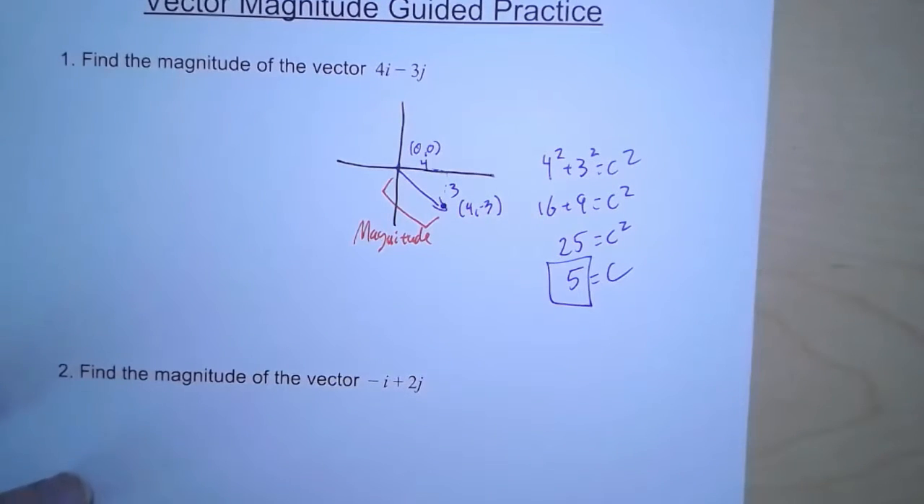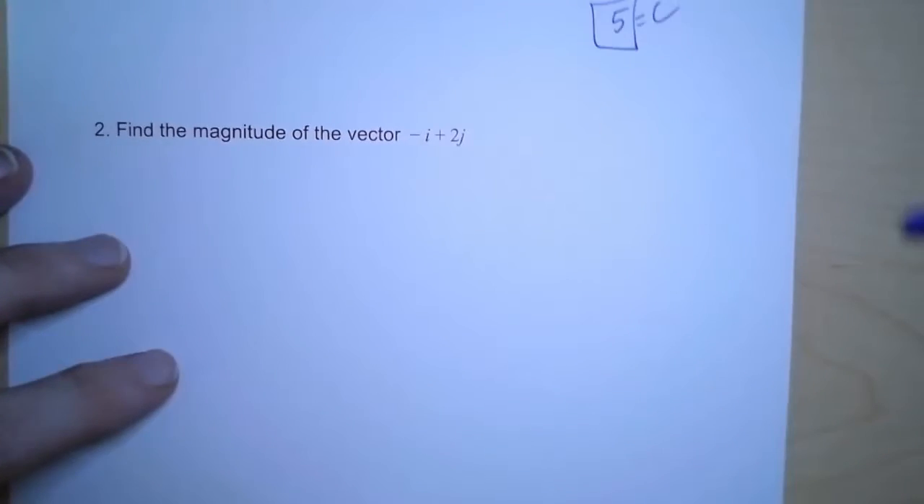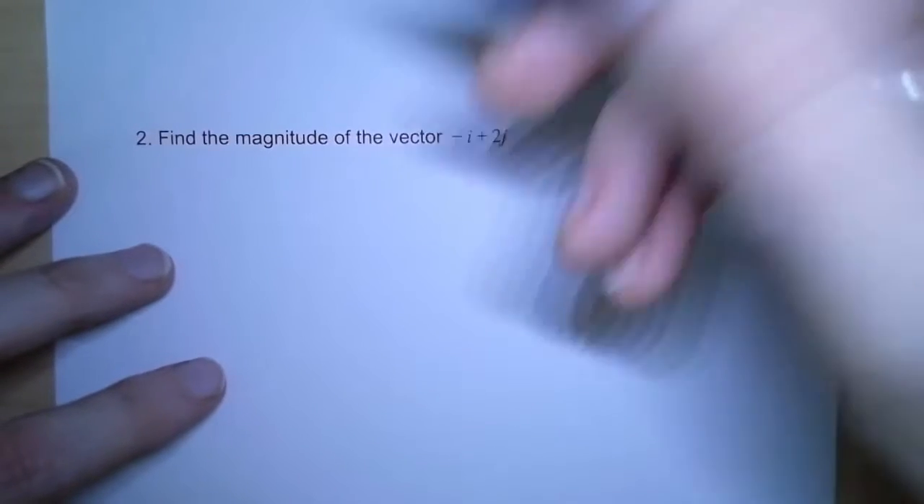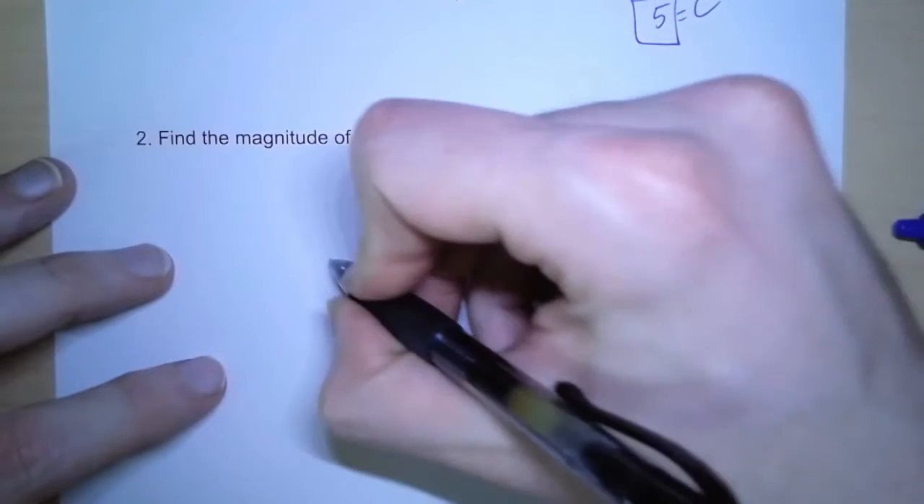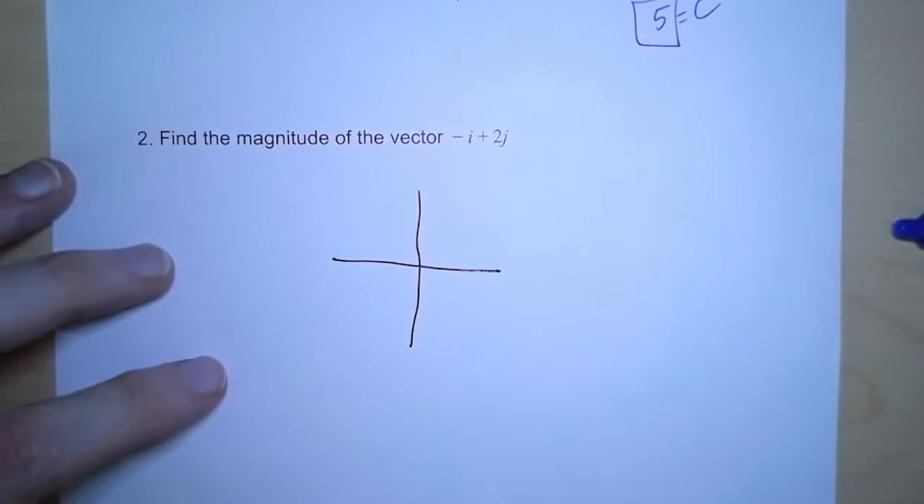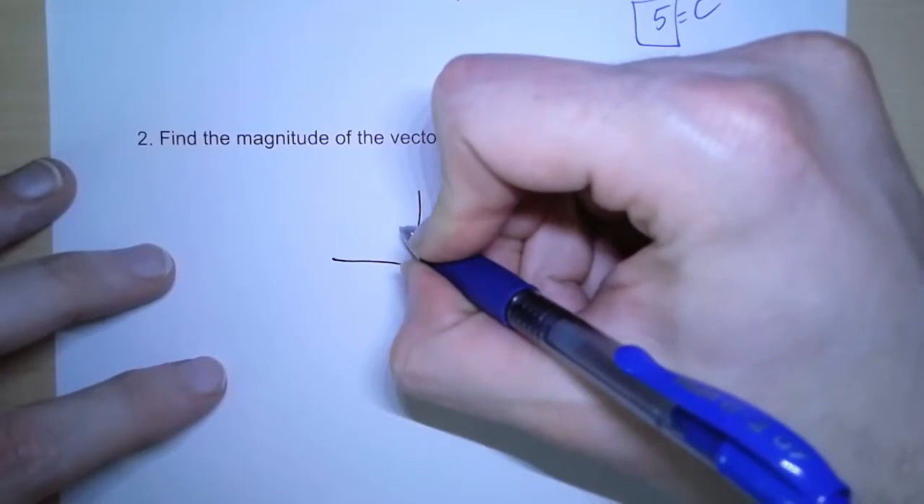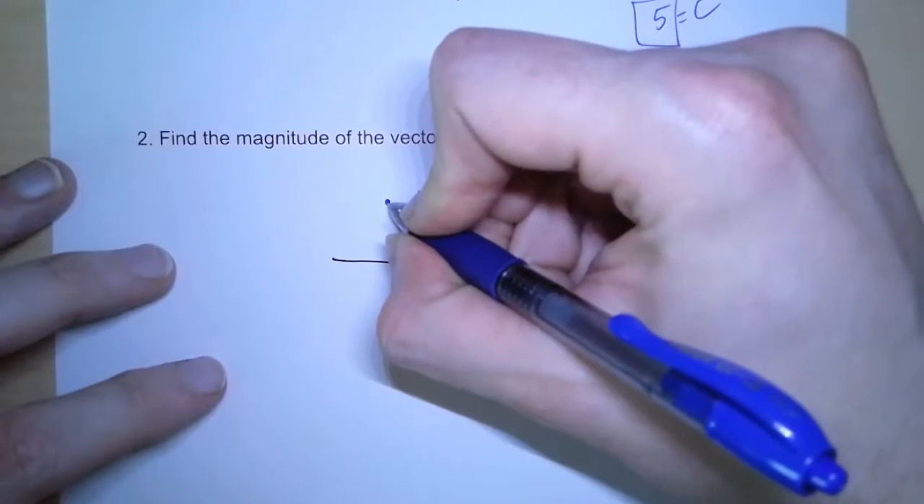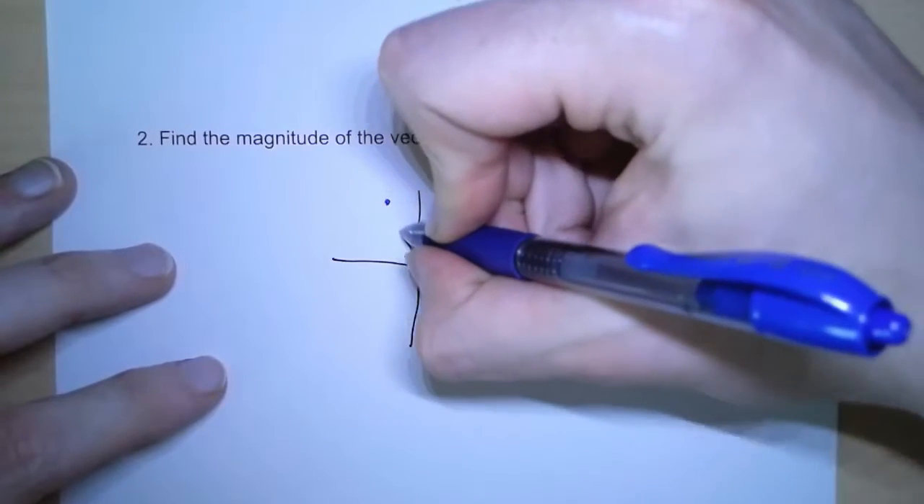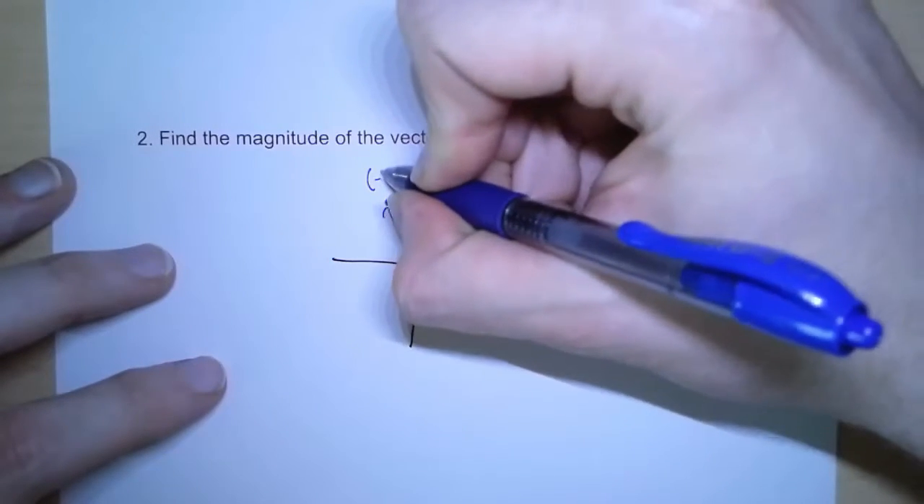So looking at this second one, we have negative i plus 2j. So if we graph this, if we start at 0, 0, we're going to move 1 unit to the left, and we're going to move 2 units up. Let's move that over a little bit. And so we end up at negative 1, comma 2.